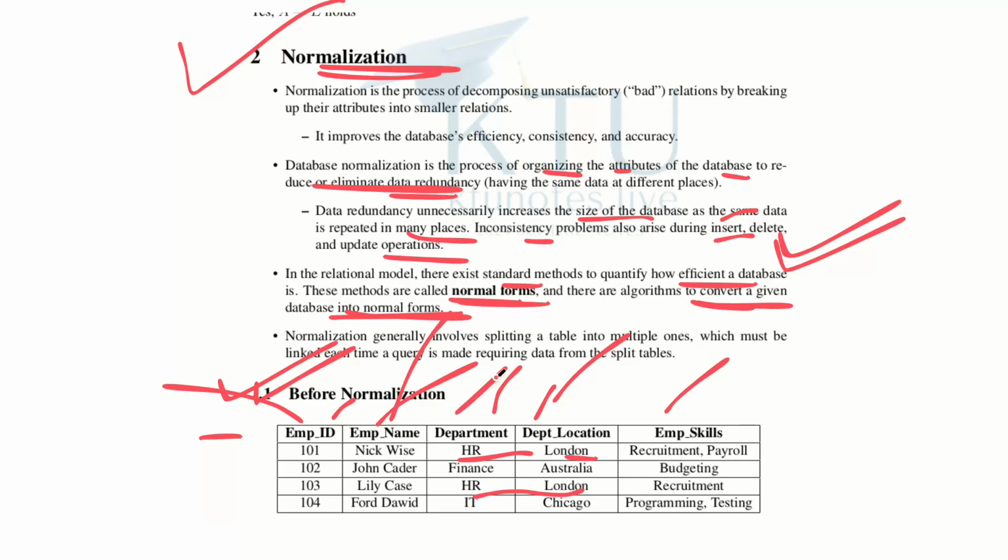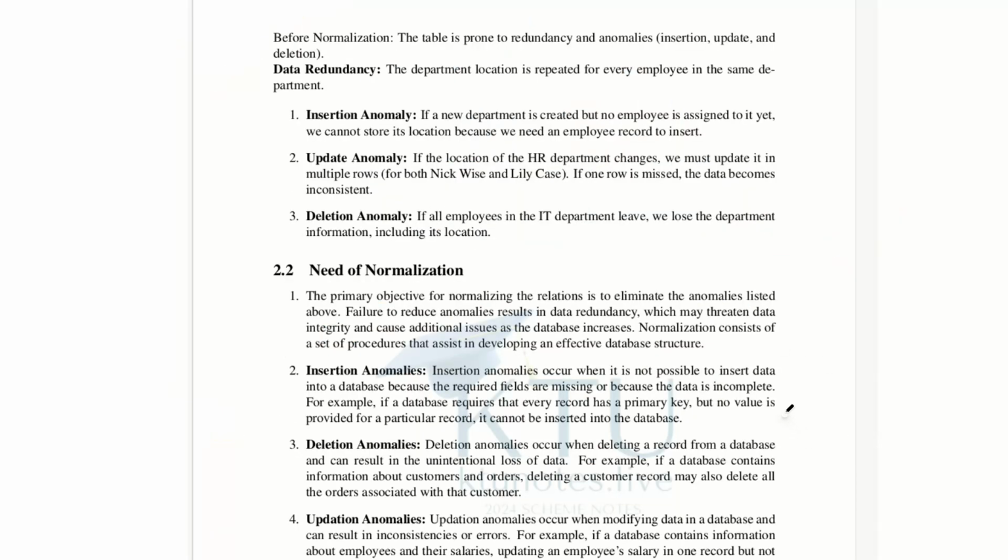Before normalization, there is a lot of redundancy and anomalies in this table. That is data redundancy. We know the department location is being repeated for every employee in the same department, so the department location would get repeated again and again. That is data redundancy. Because of this data redundancy, insertion anomaly, update anomaly and deletion anomaly would occur.